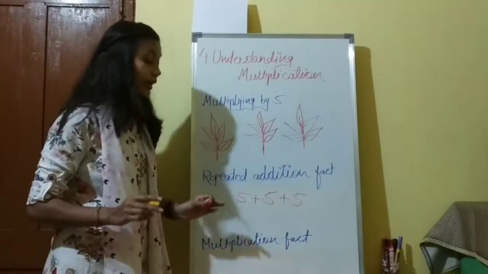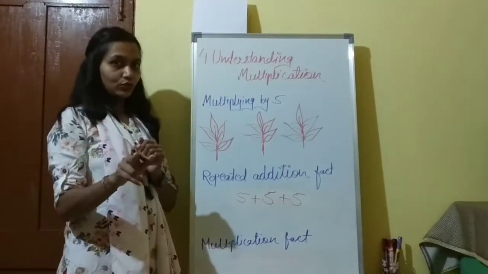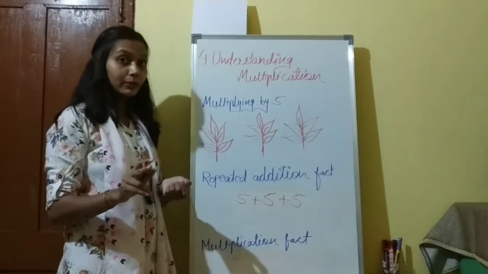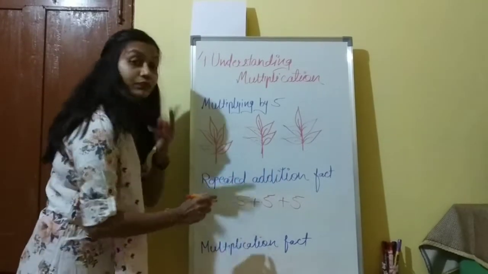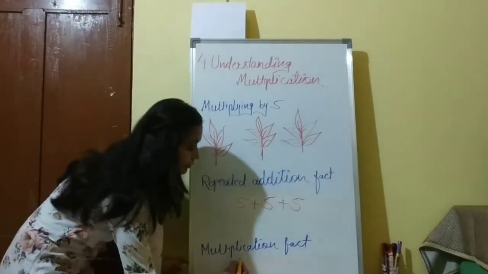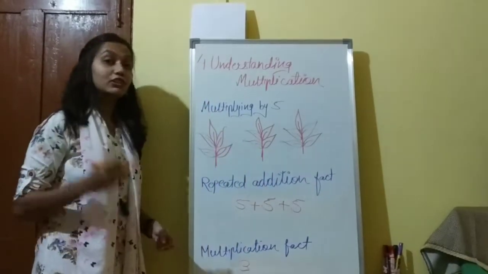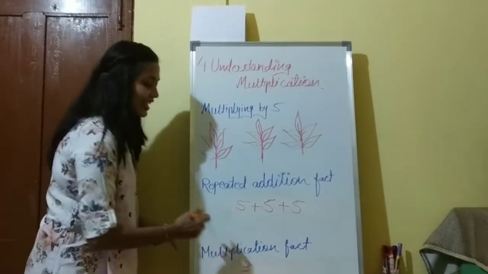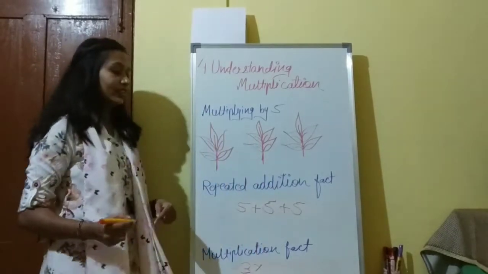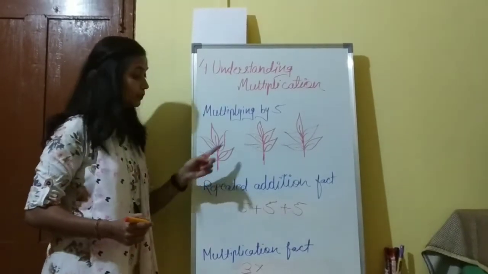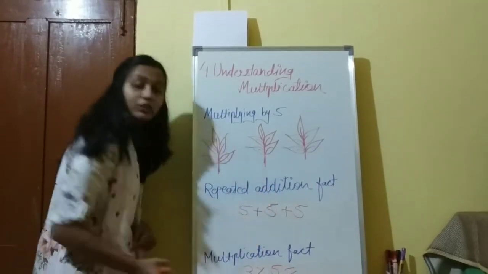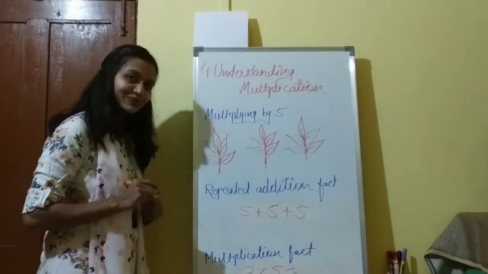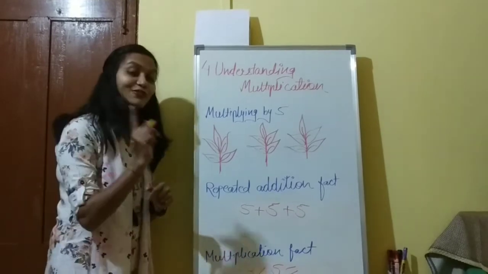Now we have to write the multiplication fact. You know it very well. While writing the multiplication fact, we write the group number first. How many groups? 3 groups. 1, 2, 3. Then which sign? Multiplication sign. How many leaves in each group? 5 leaves. 5. What will be the answer? 5 threes are 15.